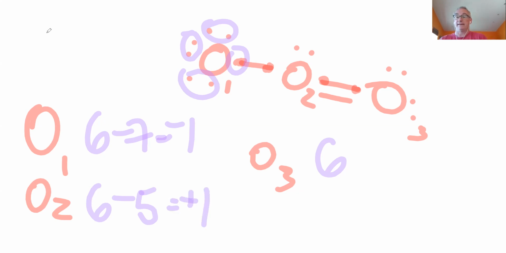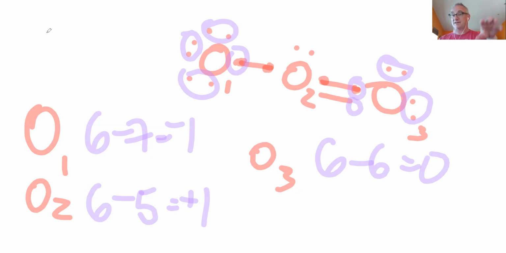And then what about O3? Is it 6 valence electrons? Right. There's 2, 4, 5, 6. So there's no charge. So again, 3 different situations, 3 different charges. Oxygen 1 has a negative charge. Oxygen 2 is a positive charge, and oxygen 3 is no charge at all. So then what's the net charge of ozone? Is there a net charge?